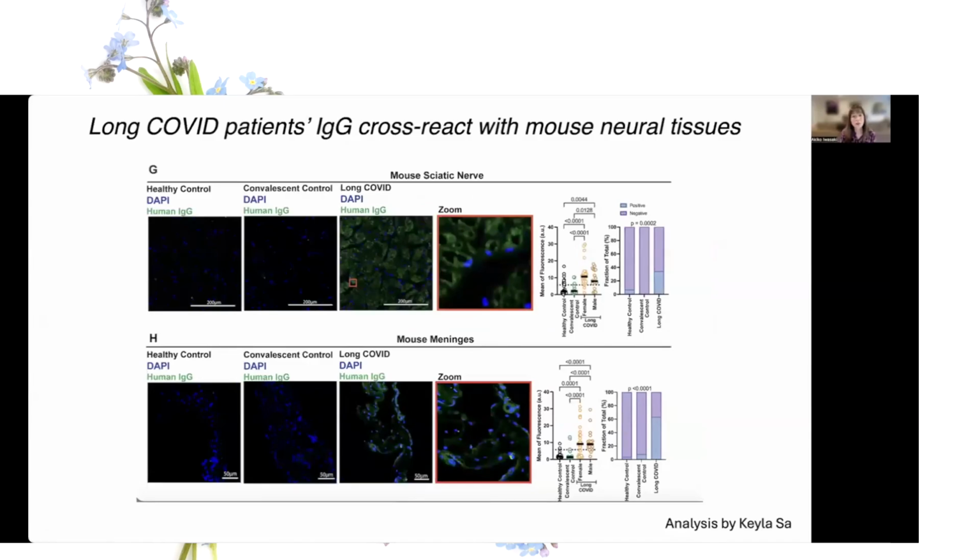And also the patient's IgG can cross-react to mouse neural tissues. Here are a couple of examples: mouse sciatic nerve and mouse meninges that is stained with IgG obtained from long COVID patients. And here, again, you see, in this case, you have significantly increased staining of the sciatic nerve from female patients with long COVID, as well as male patients with long COVID. And some people have really high levels of staining. And similarly for the mouse meninges.